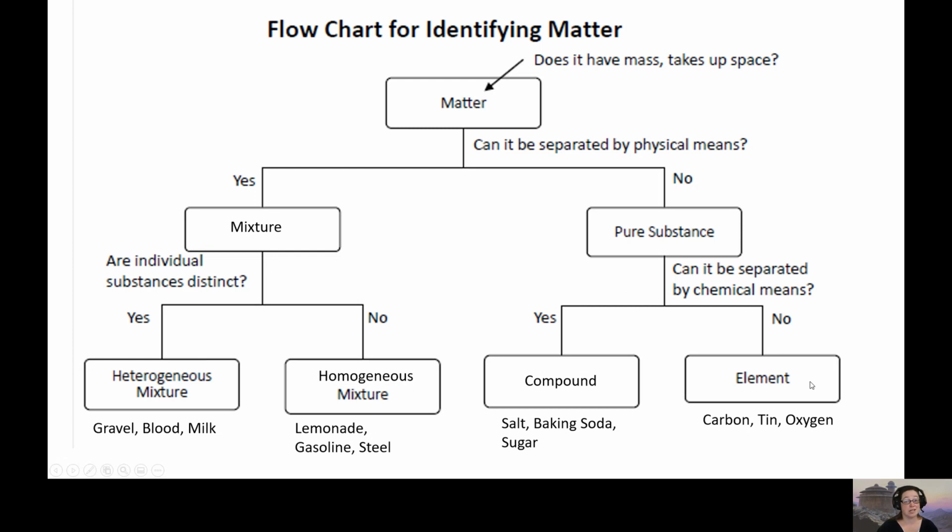Those are things like carbon, tin, and oxygen. Iron and gold were the examples we used in the last video. Okay. And remember, elements are something that is pure. It can't be broken down any further by chemical means. It has an element card on the periodic table. Compounds are made of elements, and homogeneous mixtures and heterogeneous mixtures are made of different compounds and elements put together.